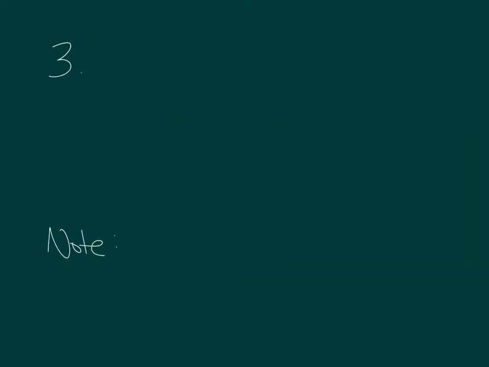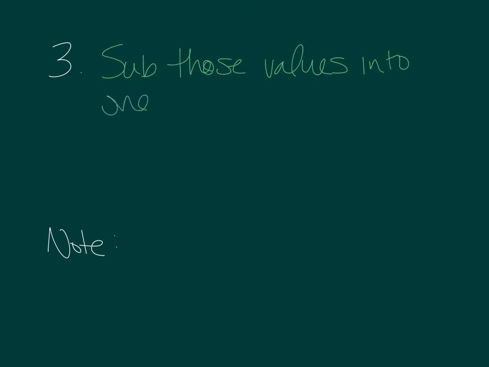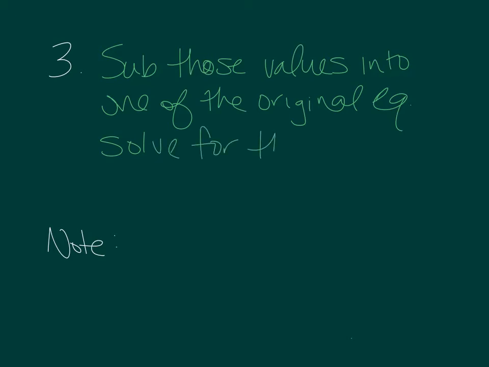Step 3 is that we want to substitute those values into one of the original equations and solve for the remaining variable. Okay. Once we've done that, it'll be just like the last step of substitution, where we take both of the variables we've solved for already and plug it back into one of the beginning ones to get the last variable.